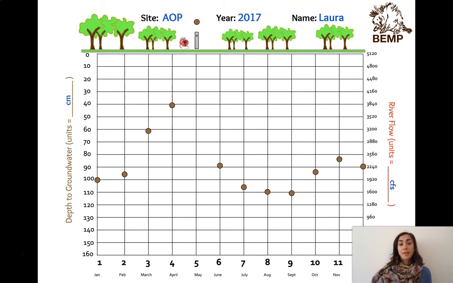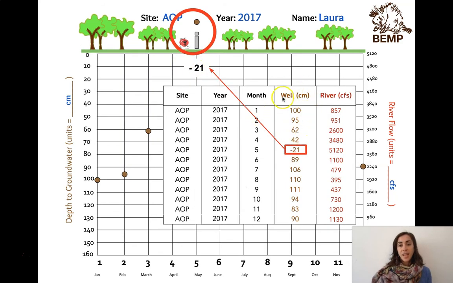And here, again, we're going to start with the well data. So here we have the dots for the groundwater well data set from BEMP. And here we can see something a little bit different from the data we represented before. Maybe you have noticed that there is a data point in May that actually goes above the 0 line for our graph, and it's represented with a -21. And you can see here how that is represented in our table. So we have the well column, and here we have the -21 representing this value.